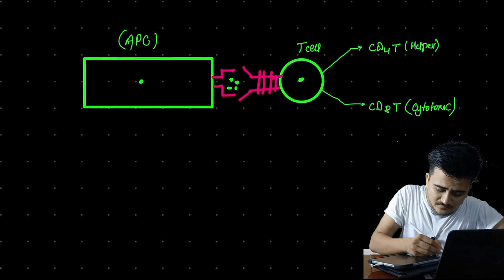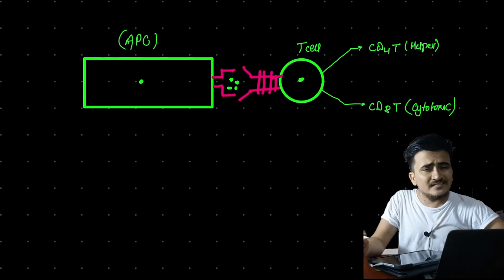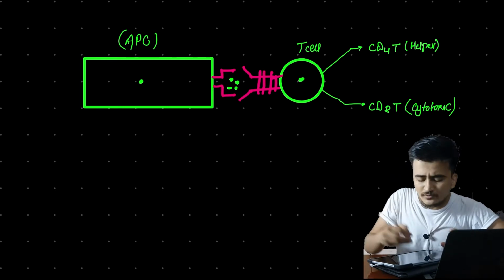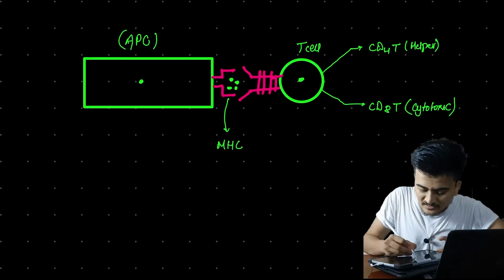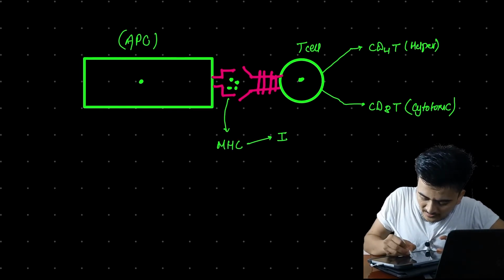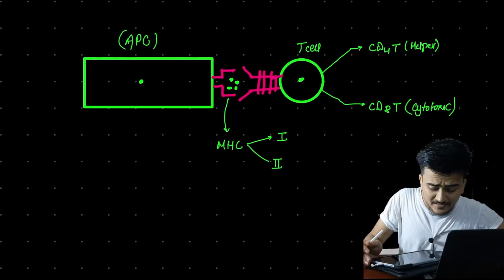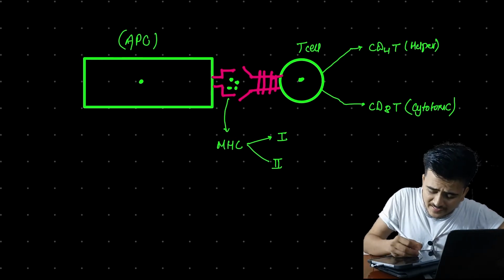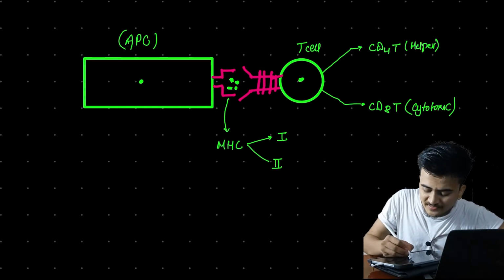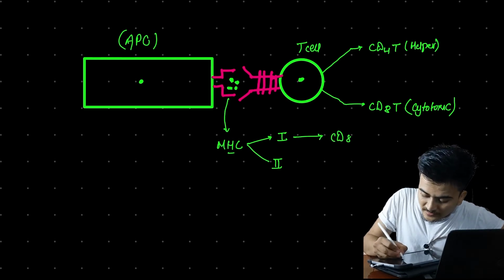I've already said that MHC is a separate topic. We'll talk in detail about MHC in the MHC topic only. Right now let's talk about two types of MHC. One is MHC1 and another is MHC2. If this antigen was presented by or attached with MHC1, then at that time there will be activation of CD8 T cell.